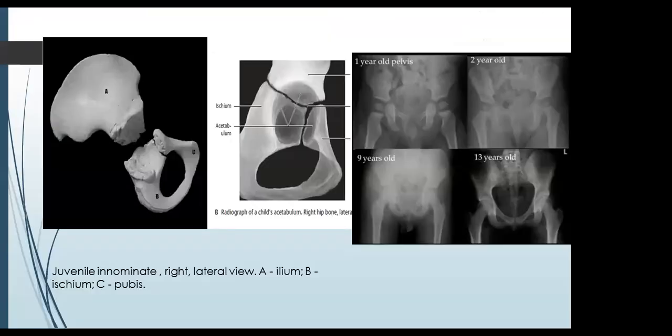And this is a juvenile innominate bone to the right. We can see the ilium, ischium, and pubis. And on this X-ray, we see the development at 1 year, 2 years, 9 years, and 13 years. We can see the development of the innominate bone and the pelvic ring bones.